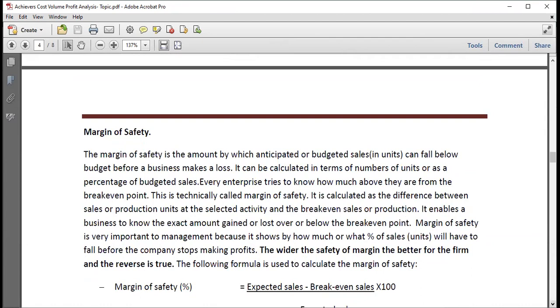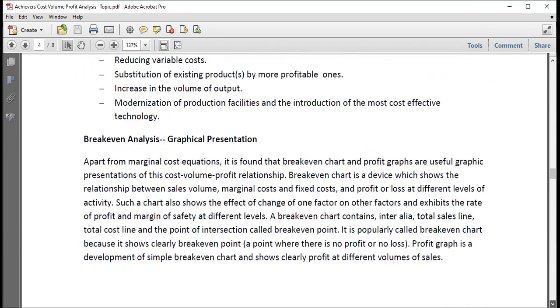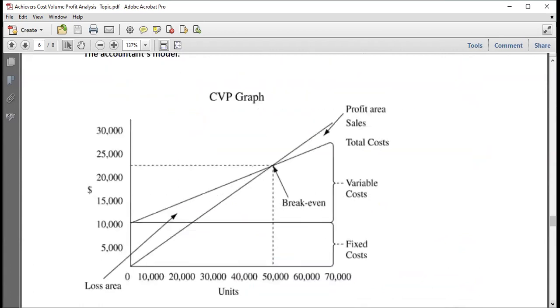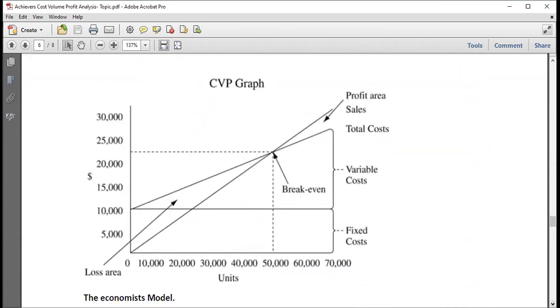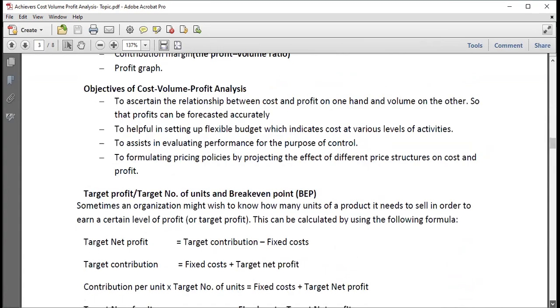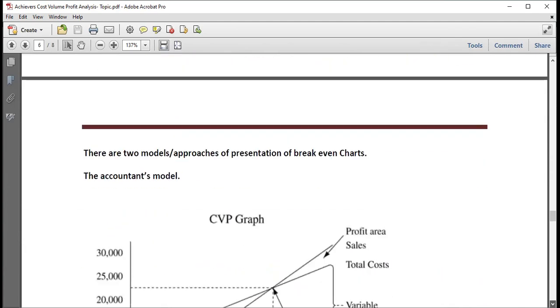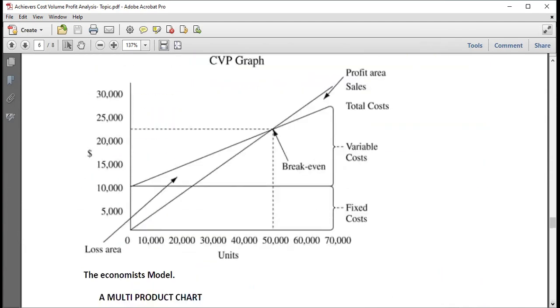Now we have something called margin of safety. Before we look at the calculation, I would want to show you how the chart looks. Maybe you can understand this margin of safety much more here. Okay, so this is how a CVP curve or graph looks like.